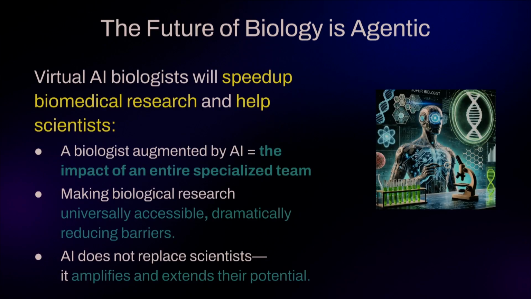So what I wanted to show is that we think the future of biology is agentic, that these virtual biologists will help speed up biomedical research and help scientists with the help of these advanced tools, models, and foundation models, from the AI virtual cell, plus this layer on top that makes all these models accessible. We think we can truly speed up the rate of discovery.